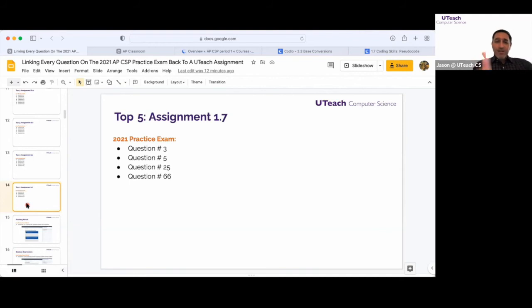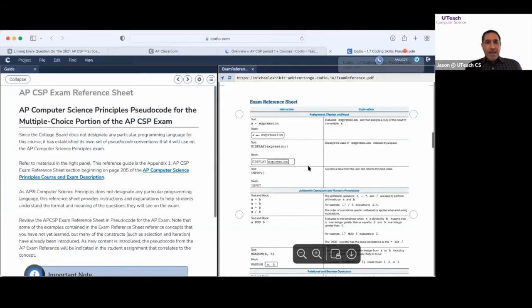Now, the last assignment your students really need to know is assignment 1.7. It only says here that it prepares for 4 questions. That's not true. Honestly, they love to test pseudocode in way more than just 4 questions. But after a while, when I was mapping these back, I would have to ask myself, is it more important that students know how to use this document, which is going to be provided to them, so they can use it as a reference? They just have to be able to understand how to use it. They don't have to memorize anything on it.